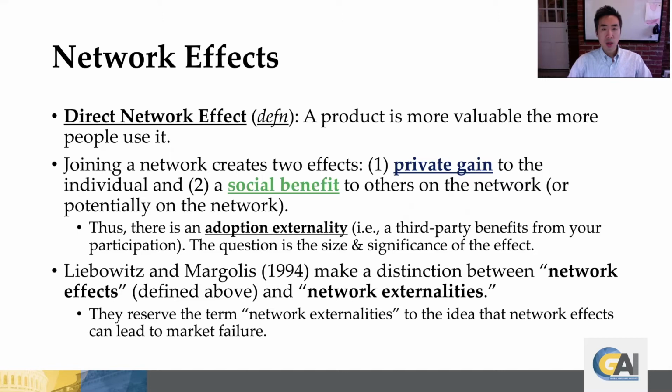So Leibowitz and Margolis have a series of papers largely written in the 1990s that make a distinction between network effects, which we just defined, and network externalities. These terms are often used interchangeably, but I like how they make this distinction: an externality is really reserved for situations where this adoption effect is so strong that it creates some inefficiency, whether in terms of the size of the network or whether the network exists at all.